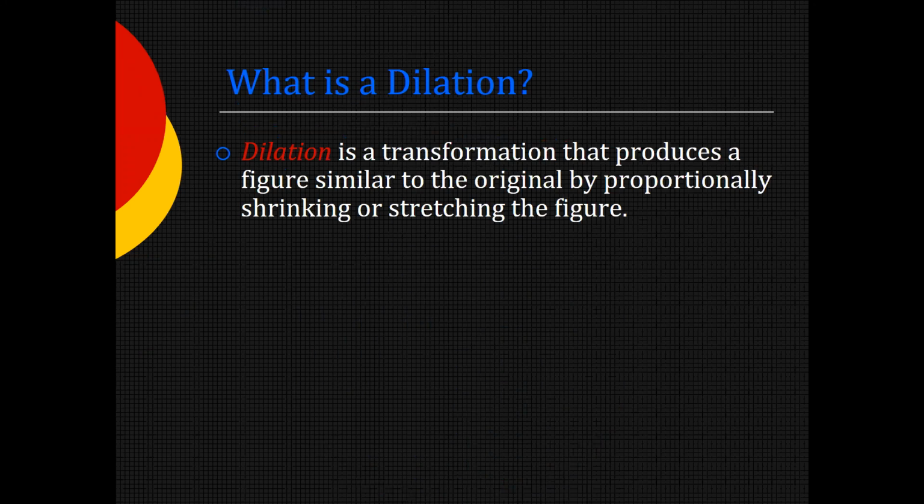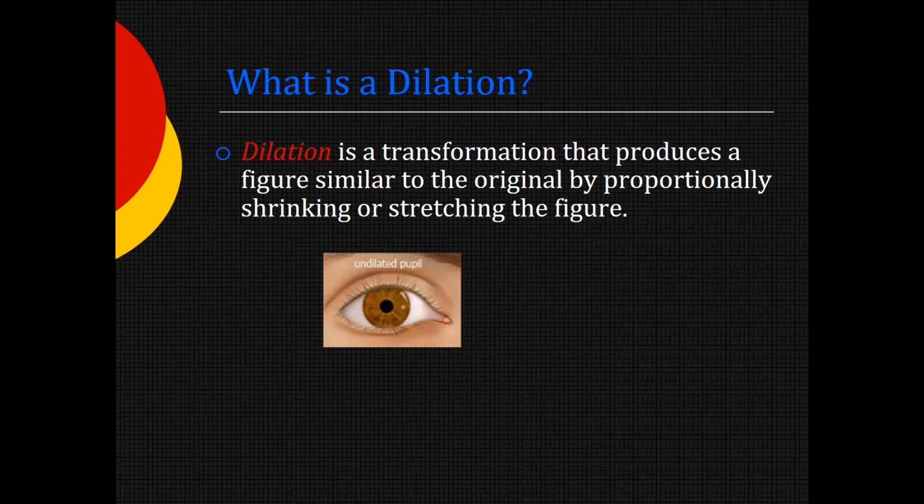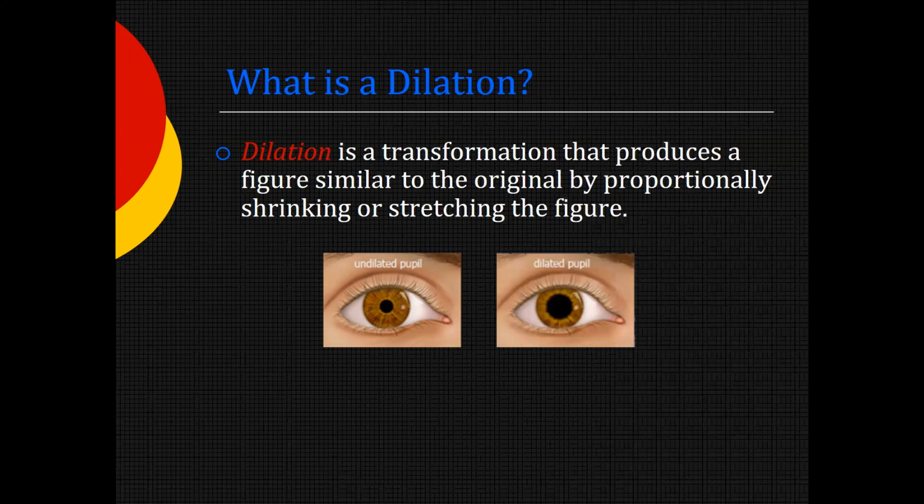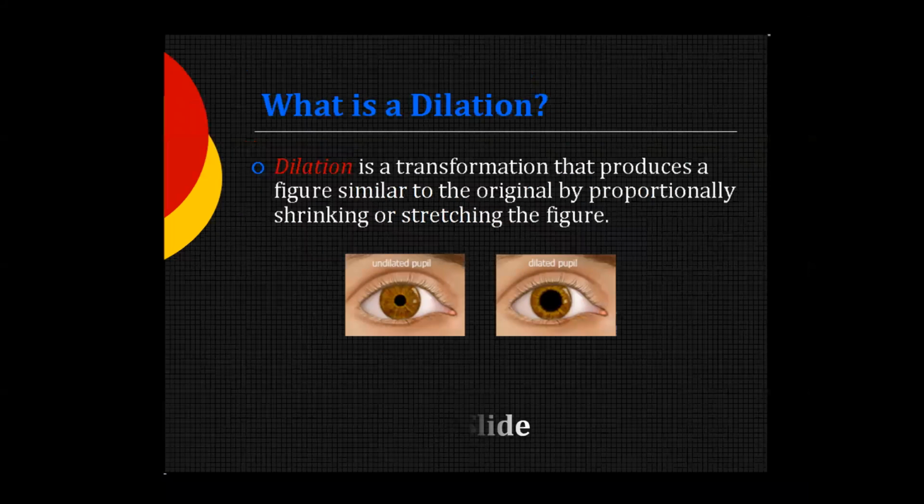So you're probably familiar with the term dilate. When you go to the eye doctor, sometimes they dilate your eyes. That just means they make your pupils larger so that they can better view the back of your eye. So here's a normal pupil, and then when you go to the eye doctor, they dilate it. They make that pupil in the center a lot larger so that they can see better.